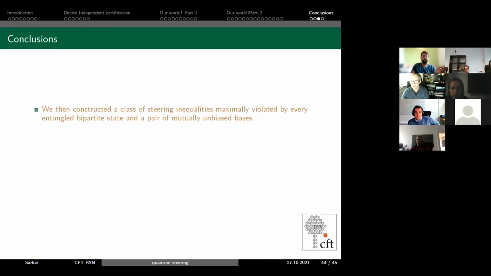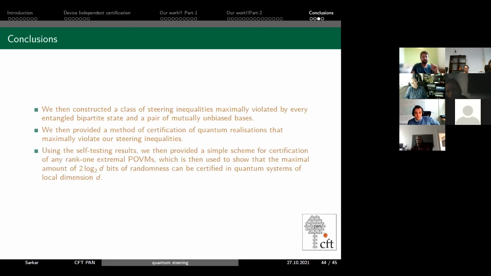In the second part of the talk, we constructed a class of steering inequalities which is maximally violated by every entangled state and a pair of mutually unbiased bases. Then we provided a method to certify the quantum realizations with those maximally violated steering inequalities, for every bipartite entangled state and mutually unbiased bases. Then using these results, we were able to certify any rank-1 extremal POVM.